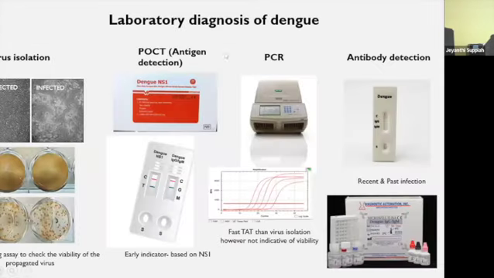Okay, so moving on to the laboratory diagnosis of dengue. So this is an overview of the current available laboratory diagnosis. We have virus isolation, which is considered as a gold standard. And here I have shown the uninfected and infected cell lines. There is a wide range of cell lines that can be used to isolate the virus. So this is an uninfected cell, and then this is the infected cell.